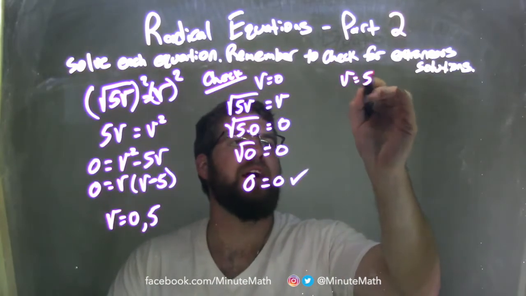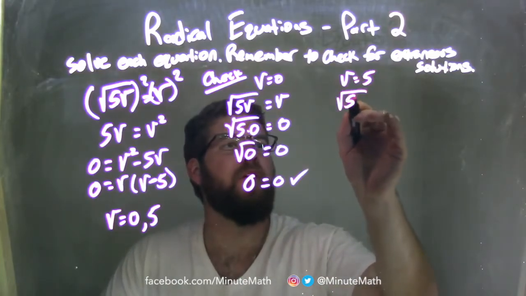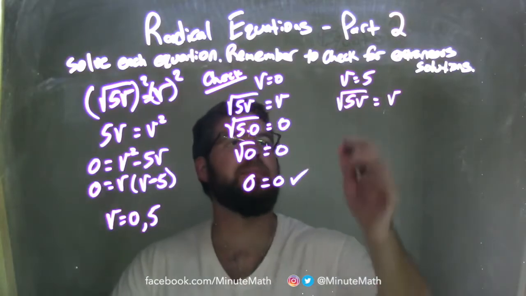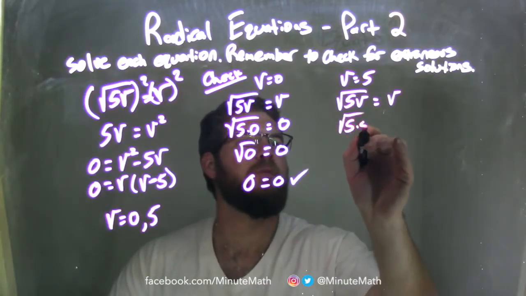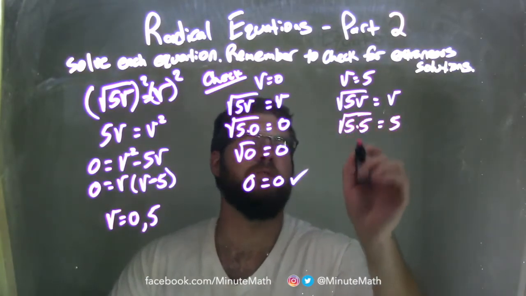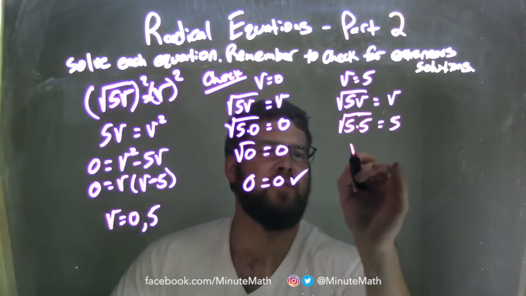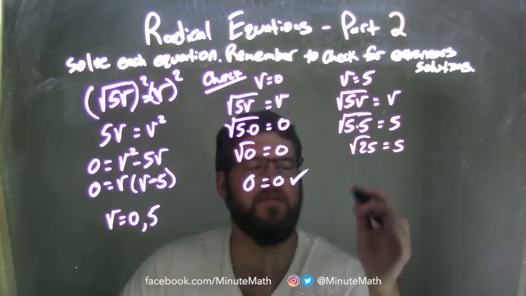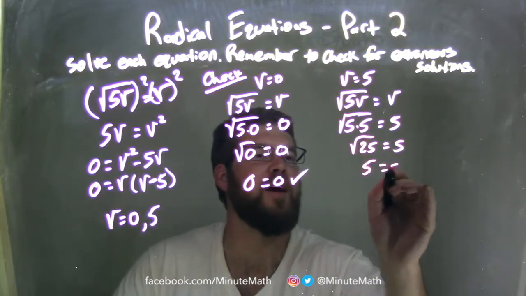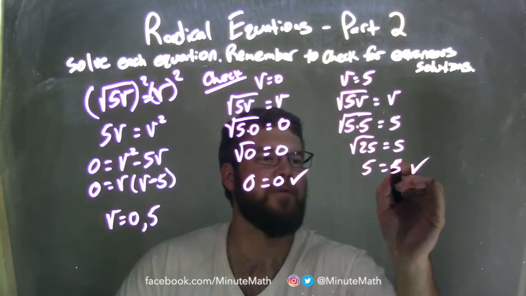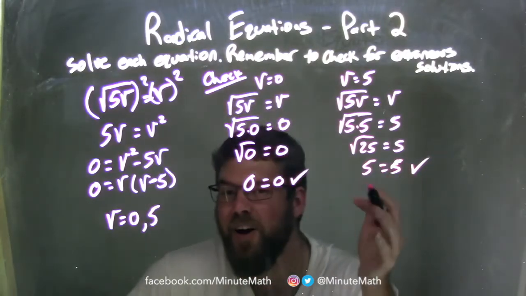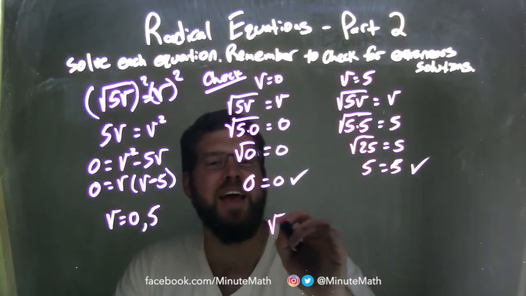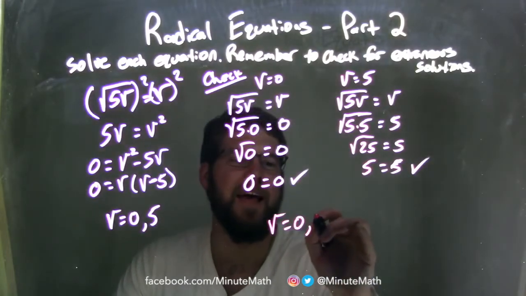So we have v equals 5. Let's check it out. Square root of 5v equals v. Let's plug a 5 into that bad boy here. So 5 times 5 equals 5. Let's join the 5's club. 5 times 5 is 25, and square root of 25, pretty easy here. Square root of 25 is just 5, and 5 does equal 5. And so this is also a true statement, meaning I have two solutions here, none are extraneous, and they are, folks, 0 and 5.